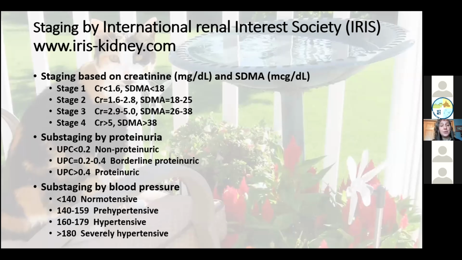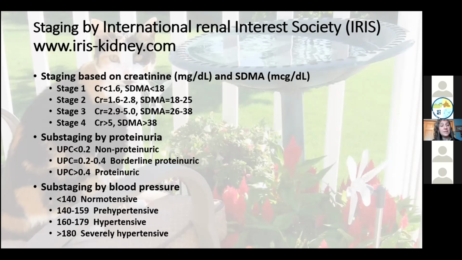In stage 2, your creatinine is going to be between 1.6 and 2.8, and your SDMA between 18 and 25. Stage 3, creatinine is going up to 2.9 to 5, and SDMA to 26 to 38. In stage 4, your creatinine goes over 5, SDMA is anything over 38, and you're obviously here seeing increased clinical signs and a risk of a uremic crisis.